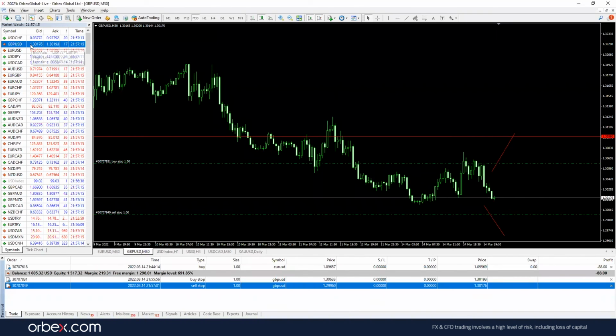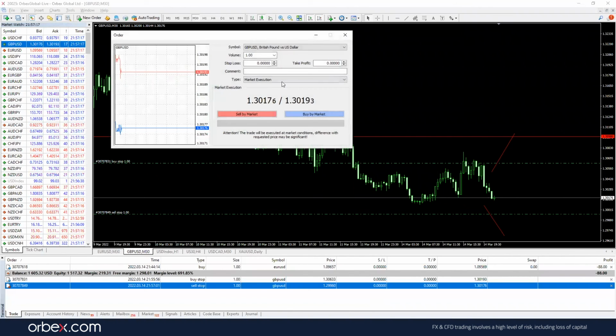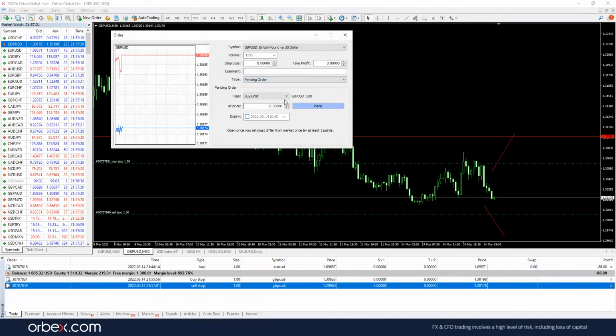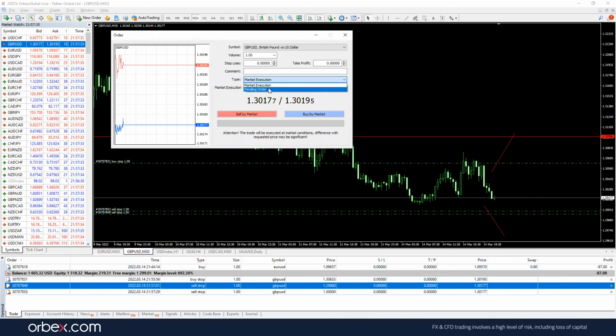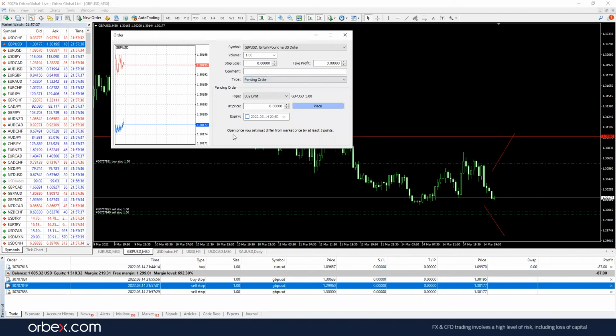The important thing to keep in mind is that, due to the bid and ask price, we cannot put a pending order too close to the market price. And what does that mean? So the market price is coming at 1.3017. Let me try going a little bit closer to the market then. Here it says the open price you set must differ from the market price by at least 5 points. So just bear that in mind.